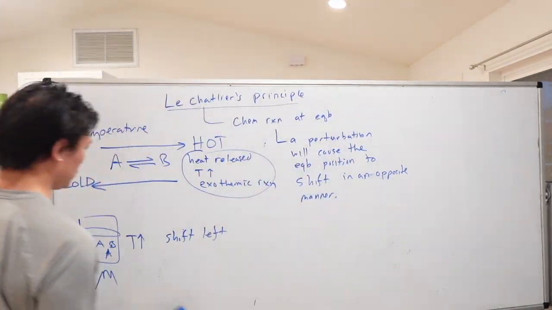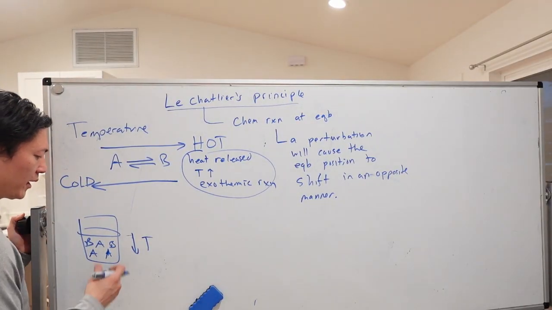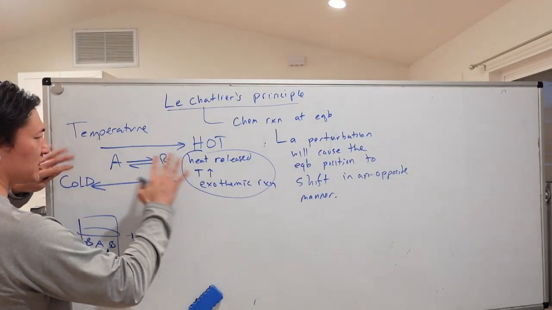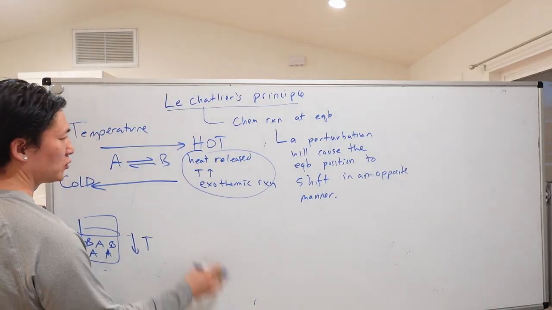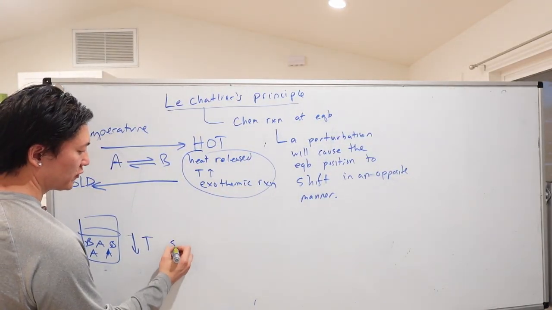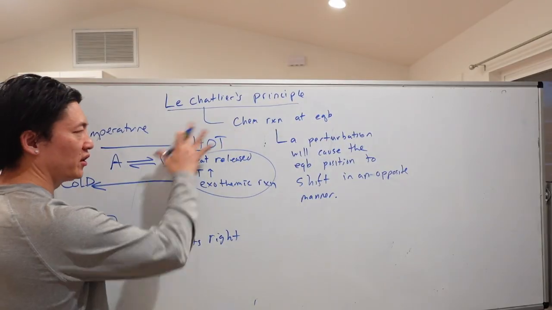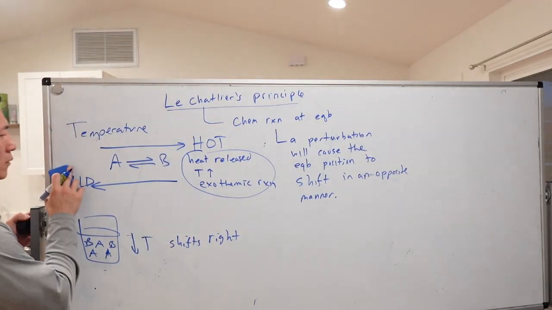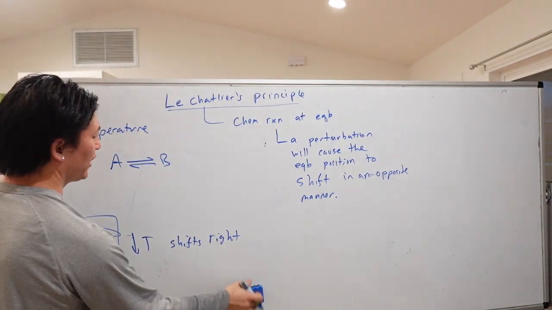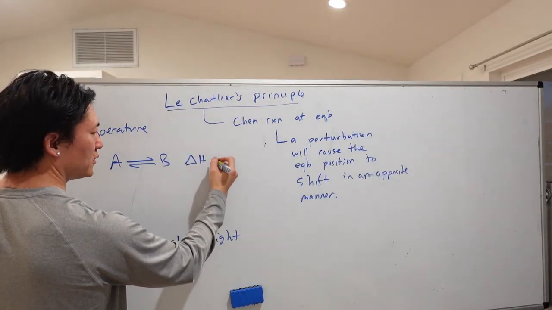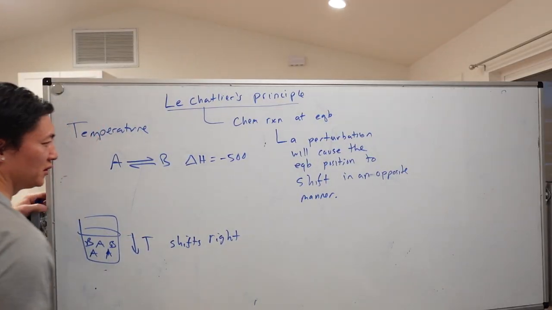And of course the opposite is true if I decrease temperature. I put this in the freezer, for example. It's going to say, hey, it's cold in here, I'm going to shift to the right so that it makes it more hot. So it increases T. So it shifts to the right. Remember, I would have to give you this information though. I would have to say the delta H here is equal to negative 500 or something. Remember, negative enthalpy means it's exothermic.